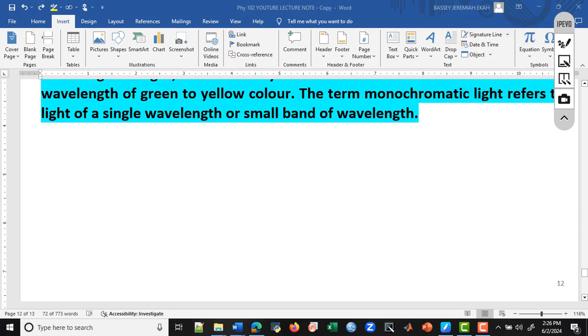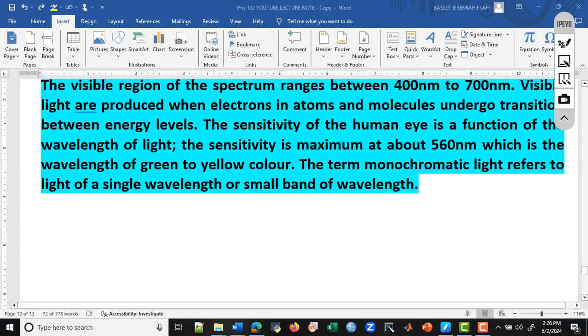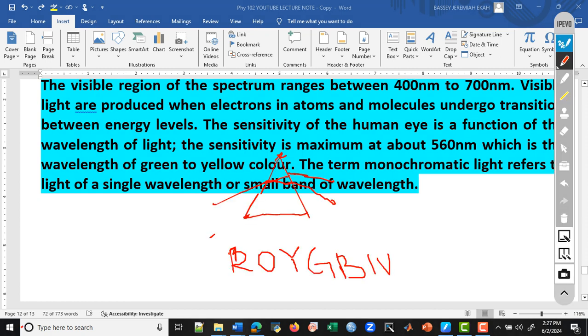So the human eye is sensitive where you have the green and the yellow light, about 560 nanometer. Okay, so the term monochromatic light refers to light of a single wavelength or small band of wavelength. So that's just a term to note.